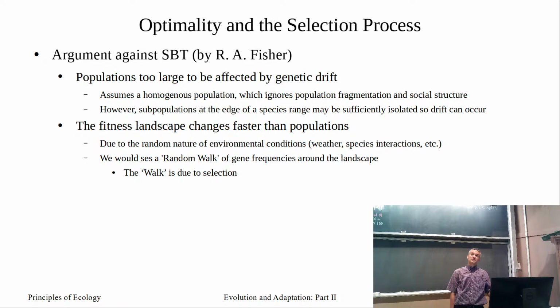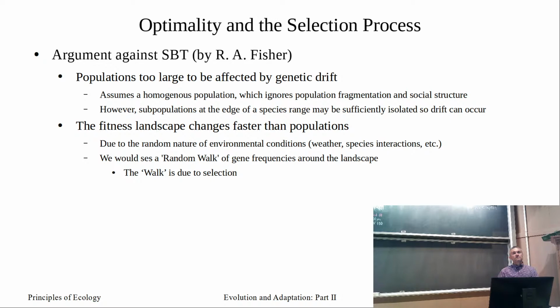All right. So, point number one, populations are too large to be affected by genetic drift. Fisher assumes a homogeneous population, assumes that our populations really aren't broken apart or fragmented in any way due to the environment. Assumes that you don't really have social structure, or even if you do have this fragmentation or social structure, you have too much movement between the subpopulations for any of them to go down their own evolutionary path. All right, so he said, just because of this, you can't drift. It's going to have very little effect on our phenotype frequencies. Hey, you'll get a little bit of balancing, but it's not going to be enough to move us off of a fitness peak.